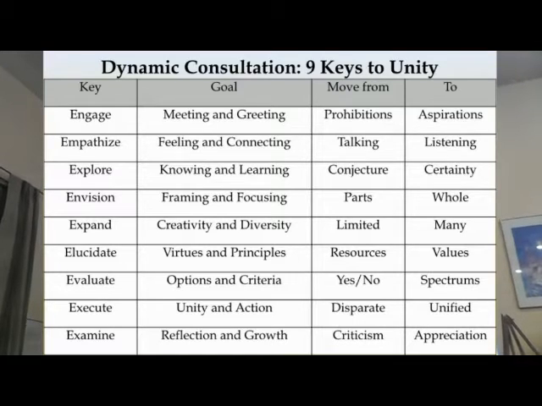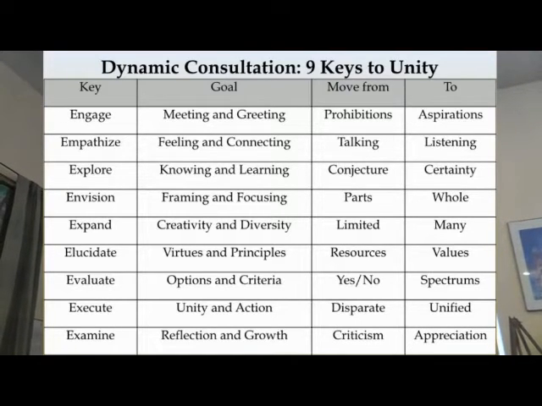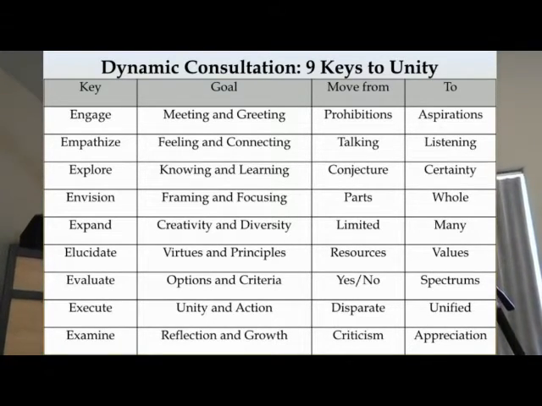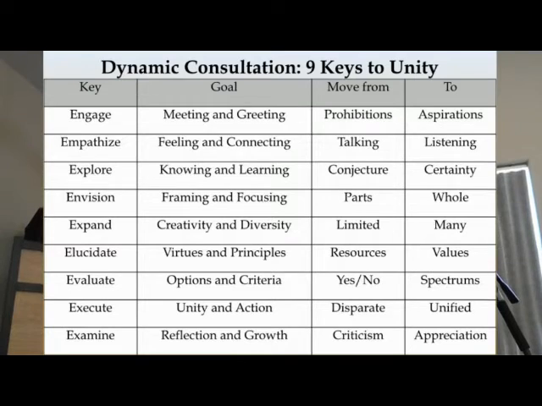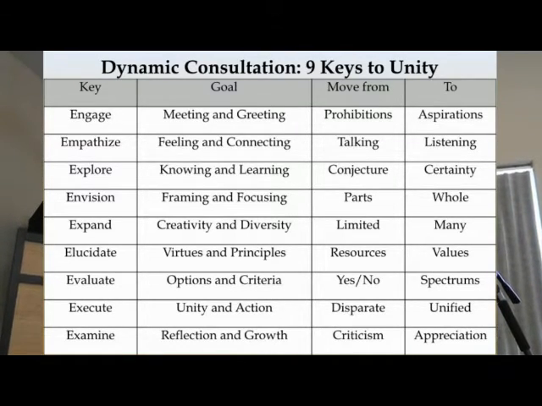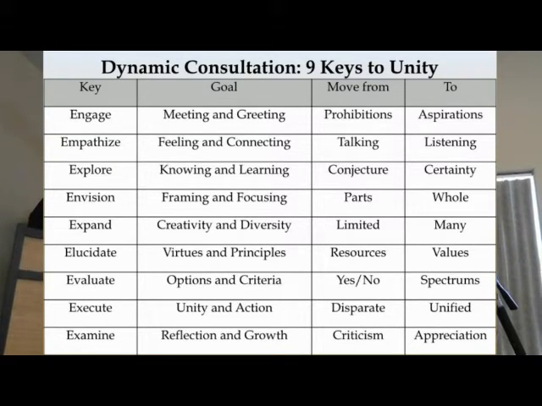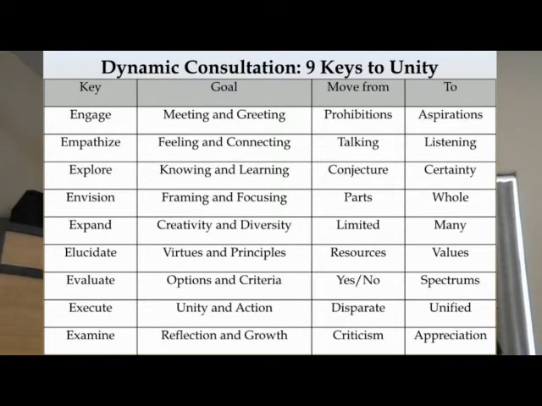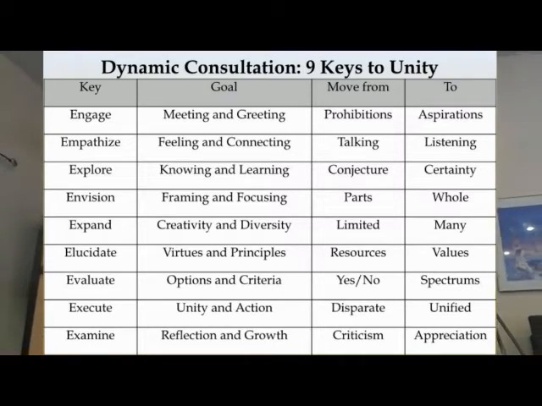Expand, creativity, we move from limited possibilities to many possibilities. Elucidate, we talk about moving from resources to values. Evaluate, we look at moving from yes and no to spectrums. Execute, we look at disparate action to unified action. And finally, on examine, we move from criticism to appreciation. Those are the 9 keys. And you can see in all of these, there certainly is a theme of positivity in looking at a better, more positive direction.